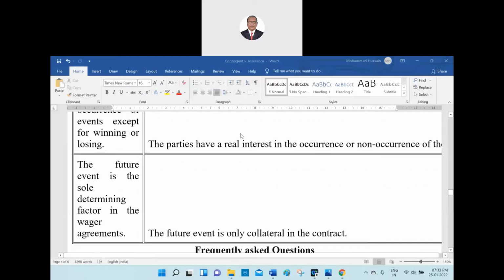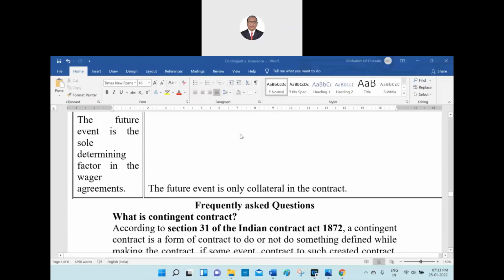The future event is the sole determining factor in wager agreements. The future event is only collateral in a contingent contract. If it happens, the contract proceeds, and if it does not happen, it is void. But in a wager agreement, the future event is the sole determining factor, because whether there is winning or losing, that decides it.